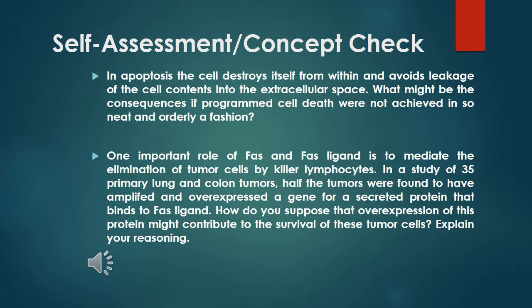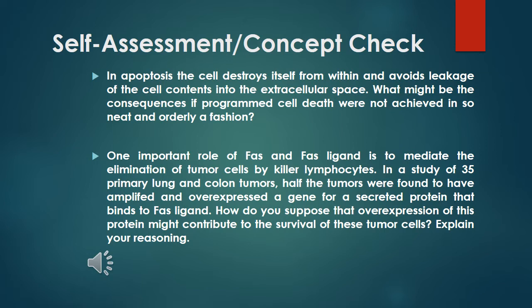Now at the end of our discussion, let me provide you a few questions through which you can assess yourself regarding the concept of apoptosis and your learning output. The first question is, in apoptosis, the cell destroys itself from within and avoids leakage of the cell contents into the extracellular space. What might be the consequences if programmed cell death were not achieved in so neat and orderly a fashion? The second question is, one important role of FAS and FAS ligand is to mediate the elimination of tumor cells by killer lymphocytes.